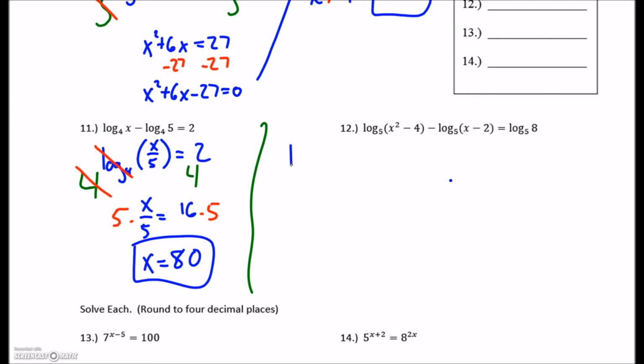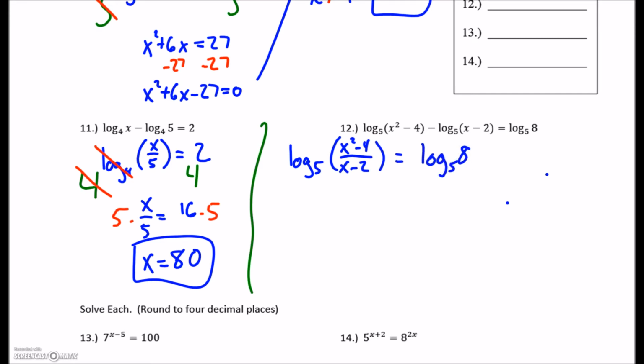If I look at the next one, I'm going to do essentially the same thing. I combine these into one logarithm, so it's going to be log base 5 of x squared minus 4 over, let me fix that parenthesis up, I got a little carried away here, over x minus 2. And it's all equal to the log base 5 of 8.